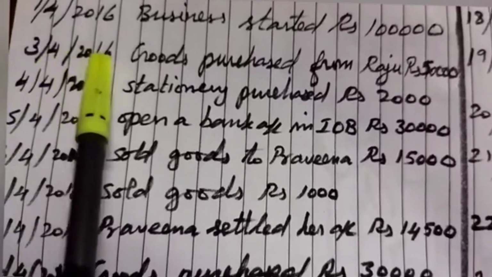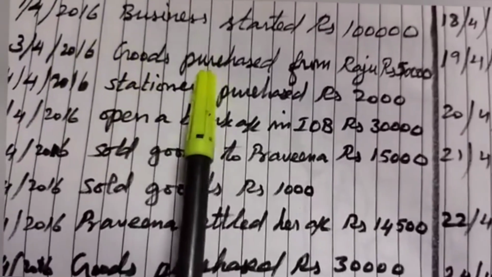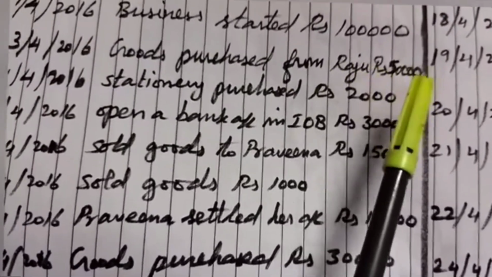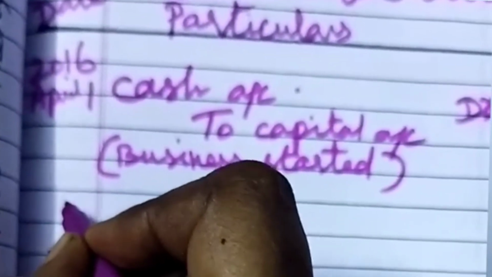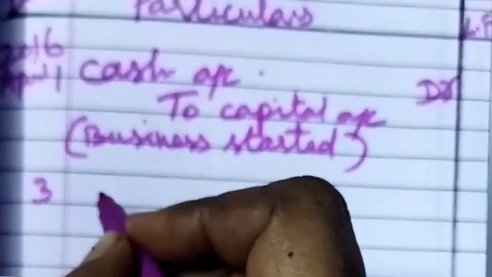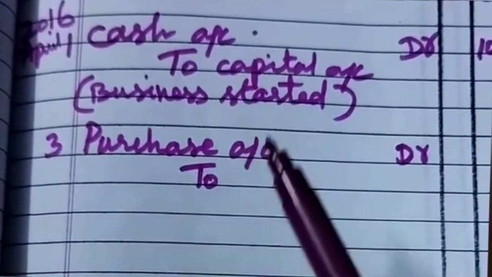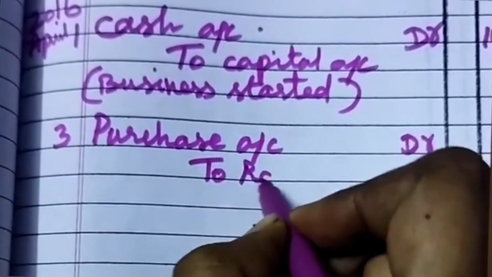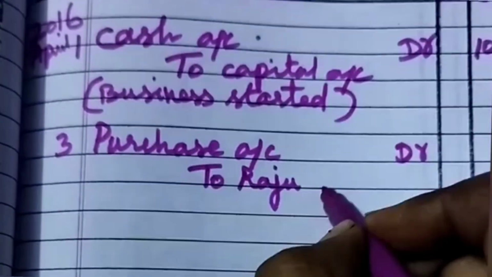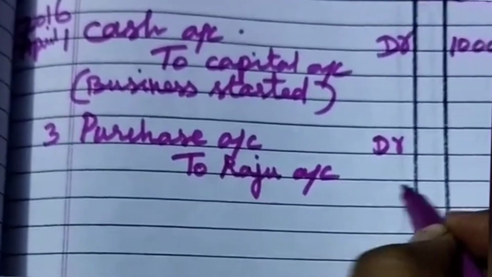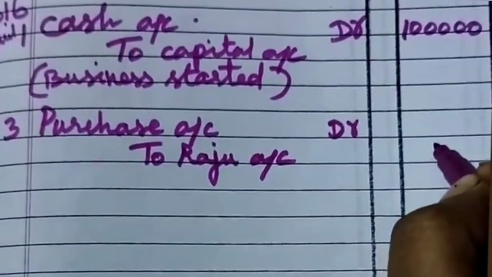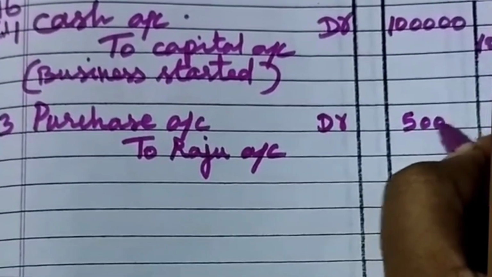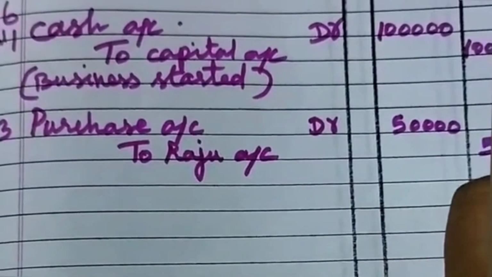3rd April 2016. Goods purchased from Raju, rupees 50,000. What's the date? 3rd. So we have to write 3rd. Then what's the journal entry? As per real account, debit what comes in. So purchase account should be debited. So purchase account debtor to Raju, because Raju is the giver. It's a personal account. So we have to credit the Raju account. What's the amount? 50,000. So under the debit column, 50,000. Under the credit column also 50,000.